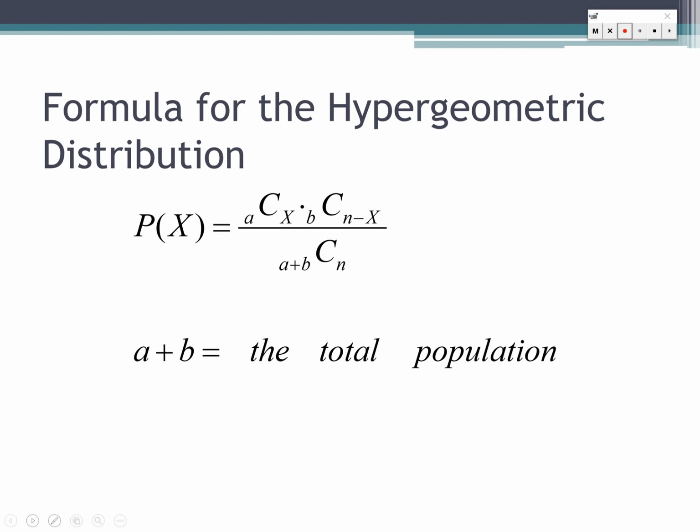The formula for the hypergeometric distribution, we see some combinations in there. If you add your A and your B together, that should be the total population that you have.